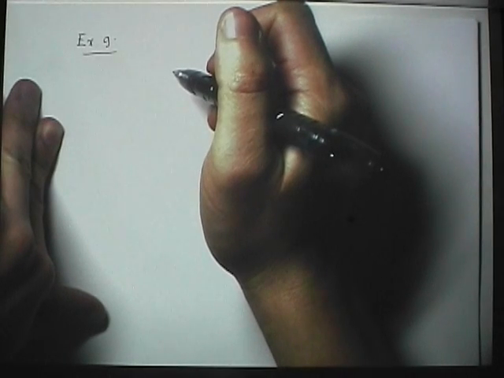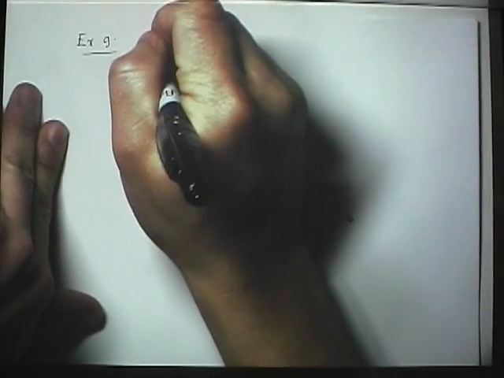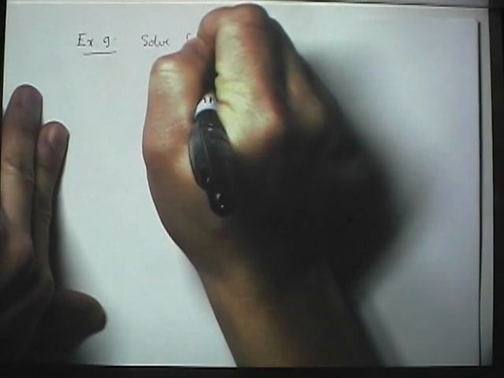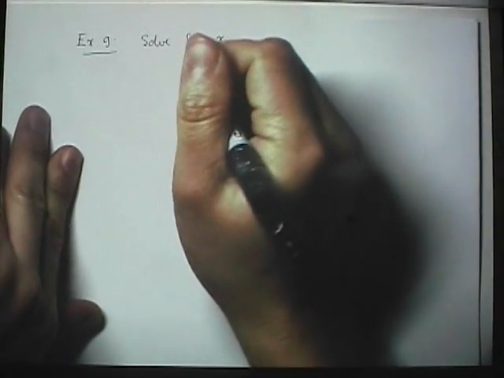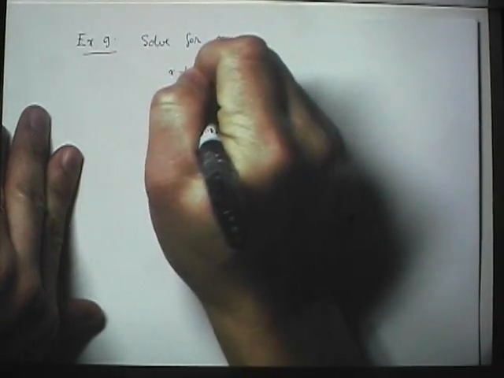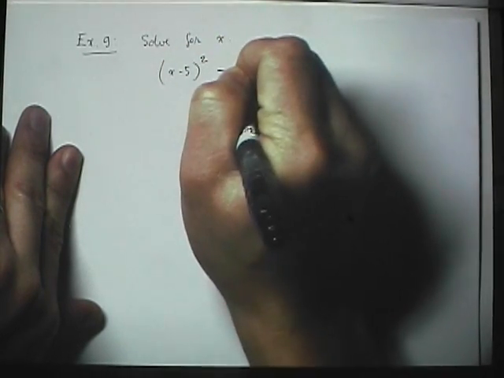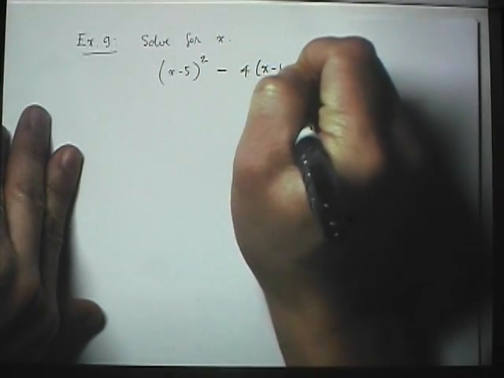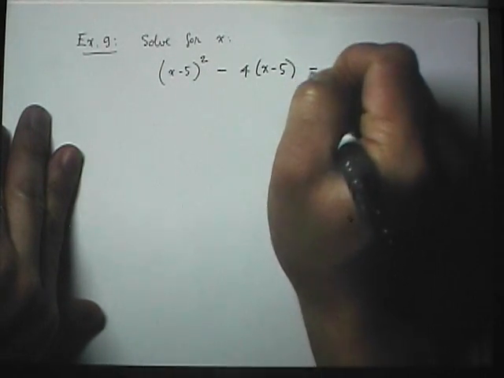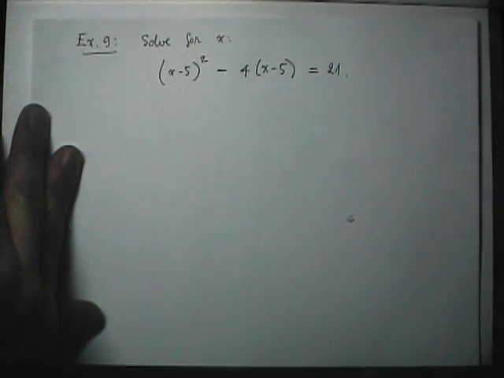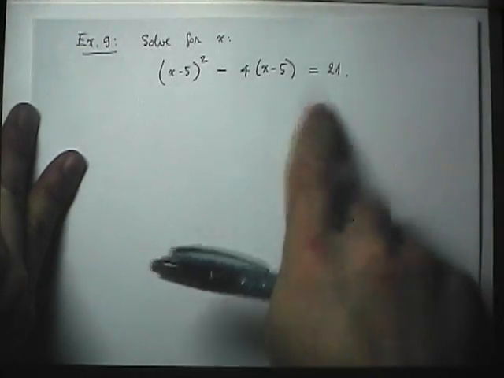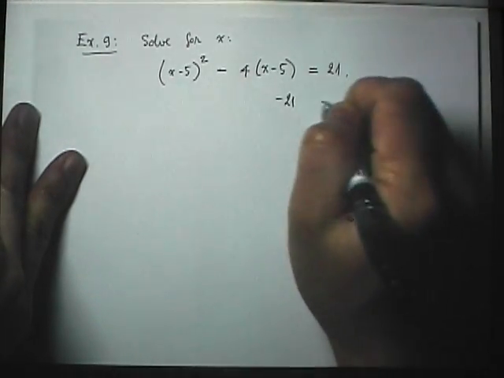Just about 2 more examples to go for the quadratic-like equation here. So example number 9. Let's say we want to solve for x. The equation here we have is x minus 5 all squared minus 4 times x minus 5 again, and then equals 21. So before I proceed with anything, let's say we just simply subtract the 21 from both sides.